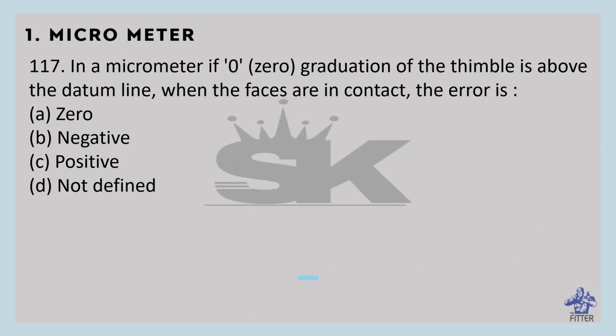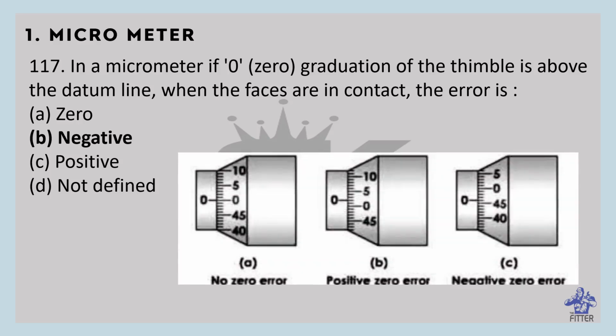In a micrometer, if the zero graduation of the thimble is above the datum line when the faces are in contact, the error is negative. We discussed that; you can see it in the image. The zero on the thimble is above the datum line, so that is negative. If it is below, then it is positive. If it coincides, then there is zero error.